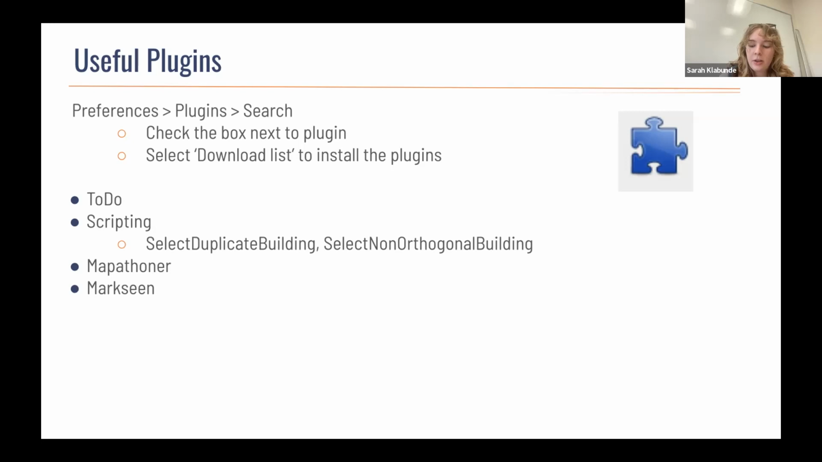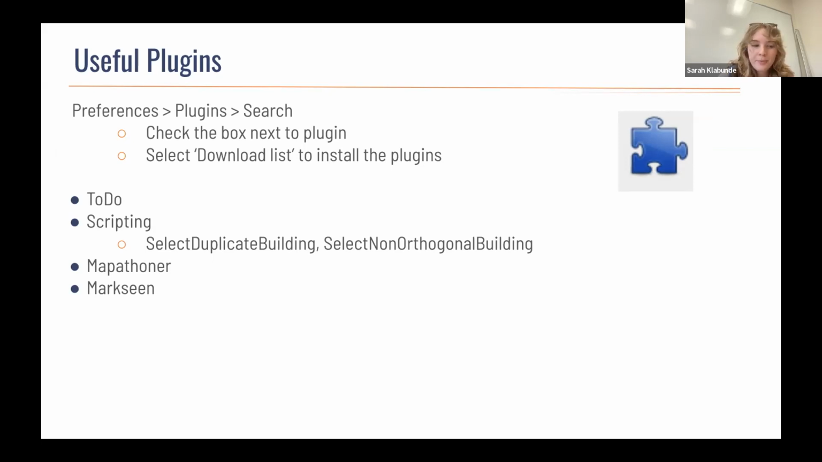The scripting plugin is a way to automate small tasks when you're mapping. There are a lot of different things you can do with the scripting tool, but for validation specifically, you can find duplicate buildings or non-orthogonal buildings, and it'll select all of those and allow you to correct them all at the same time. The Mapathoner tool is similar. Annika, who joined us from the Validation Hub, loves the Mapathoner plugin. It also allows you to select non-orthogonal buildings and square them all at once, or even create batches of buildings, so multiple buildings at once if there's a large unmapped area.